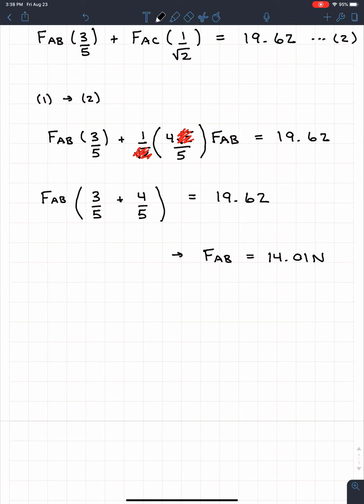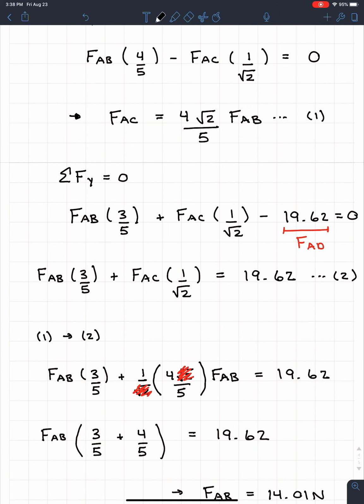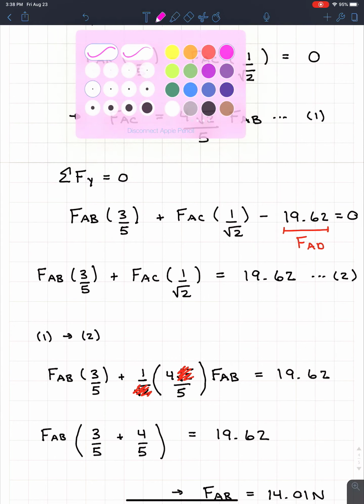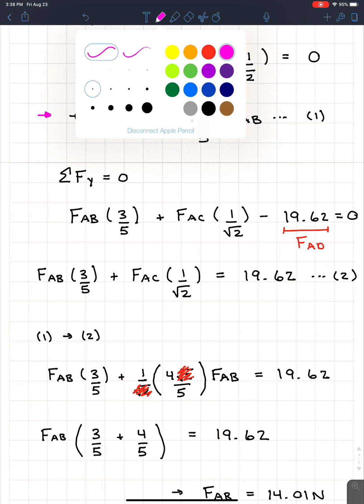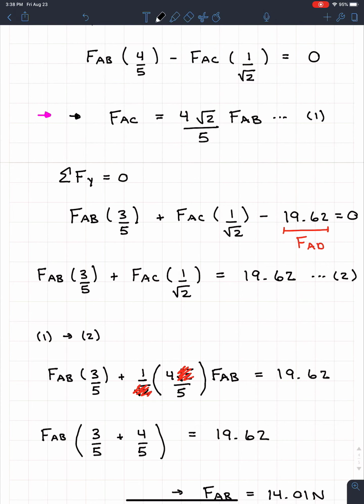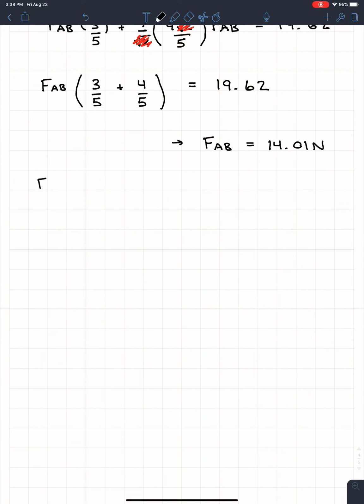So now that we have FAB, we can go back to equation 1 up here, and we can find FAC. So I'm referring to this equation right here in case you guys are wondering. And we can find that FAC value based upon what we have for FAB. So we know that FAC is going to be equal to 4 root 2 all over 5 times FAB, which we now know is 14.01. And what we get from this is that FAC is 15.86 and has units of newtons.